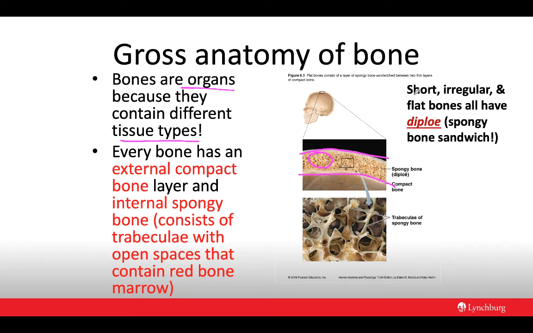So what we see, in particular with short, irregular, and flat bones, is that they all create this scenario where they have spongy bone in the center, and they've got compact bone around the edges. And we call this diploe. That's that specific kind of arrangement here. I always refer to this as a spongy bone sandwich, because you've got compact bone, and then a more airy spongy bone on the inside. So there's your spongy bone sandwich.